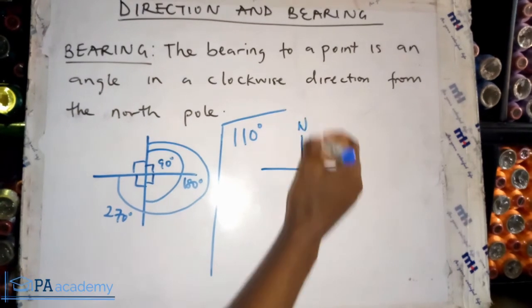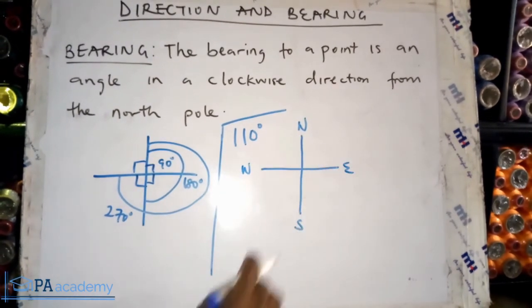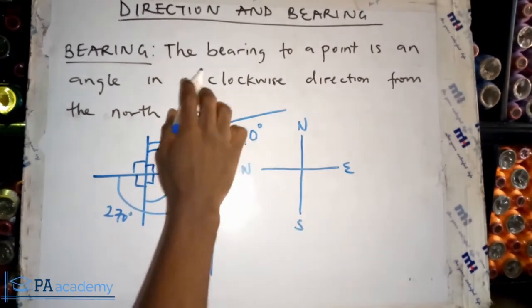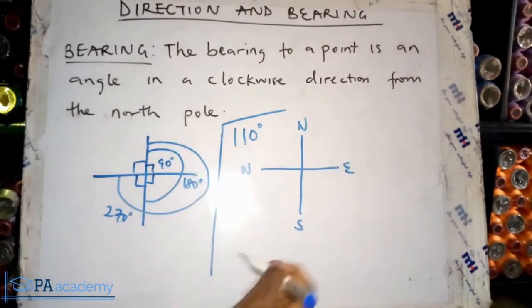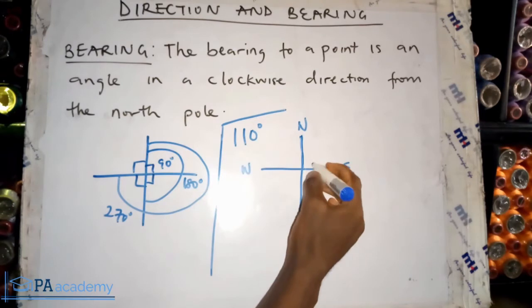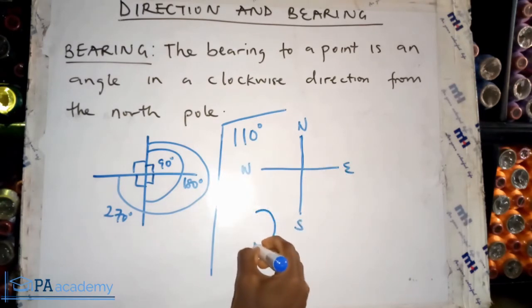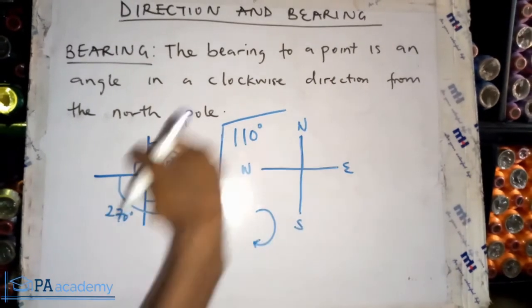This is the north, this is the south, this is the west, and this is the east. So for bearing, the bearing of a point is an angle in a clockwise direction from the north pole. That means you always start from the north pole and go clockwise. When they say clockwise, that means like this; just look at the direction of your clock, it moves in a clockwise direction.